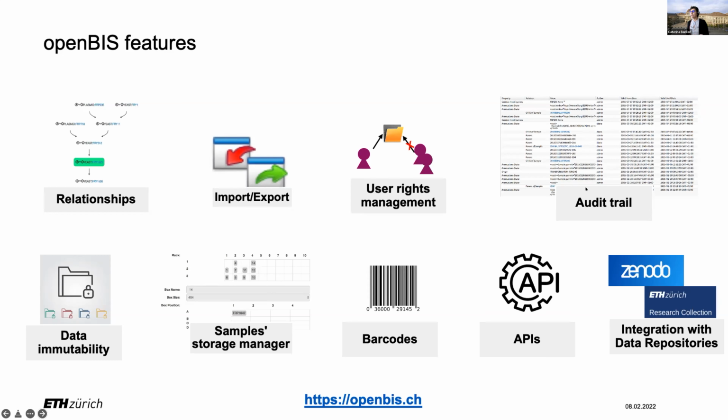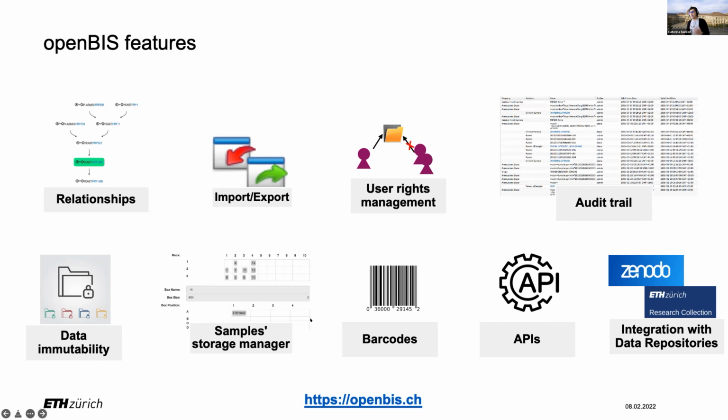This means that basically all the changes that you make to entries in OpenBIS are stored in the database, and then you can see them in the user interface, so you can see what was changed by whom and when. OpenBIS has this concept of data immutability, which means that the data files that you upload to OpenBIS cannot be modified, so they are read-only essentially.